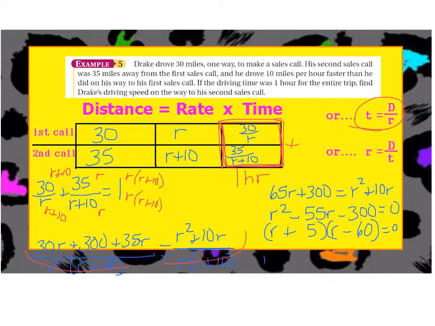All right, so that means that r is equal to negative 5 or 60. Now let's go back and look at what was r again? R was the rate, the speed he was going to the first call. Doesn't make sense to have that be negative. 60 makes sense. Okay, so it would seem like he went 60 miles per hour on the first call.